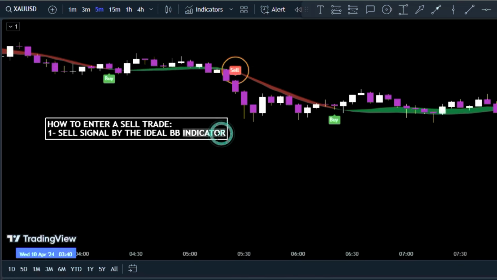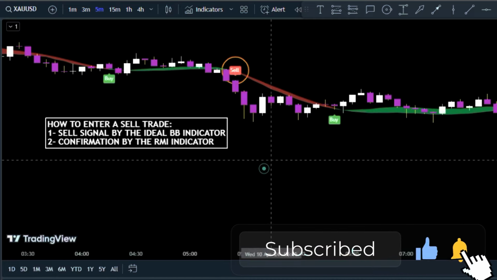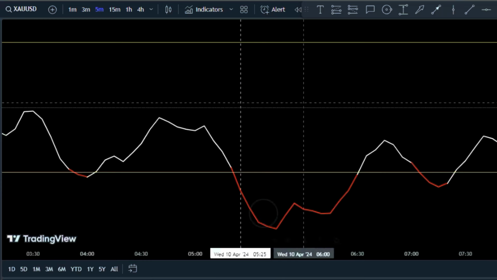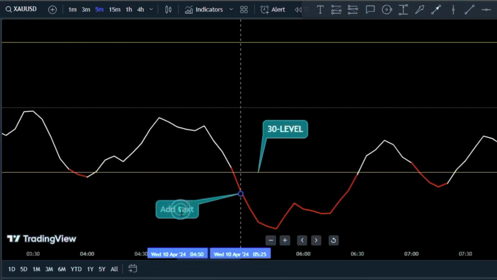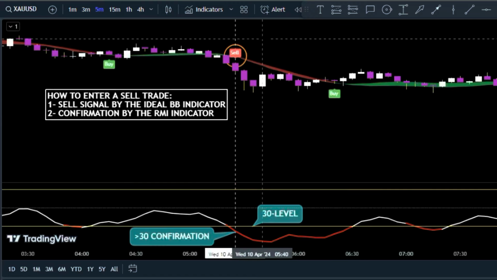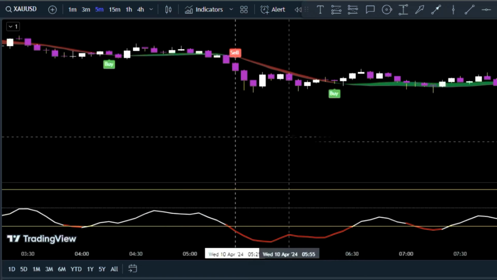Next, look for confirmation from the RMI indicator. The RMI line should be red and below level 30, indicating sufficient momentum for a bearish trend. So once both conditions are met, proceed to open a sell trade.